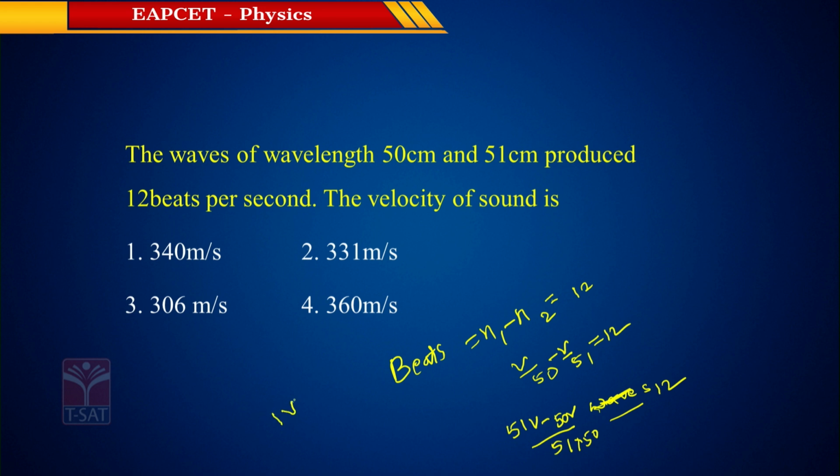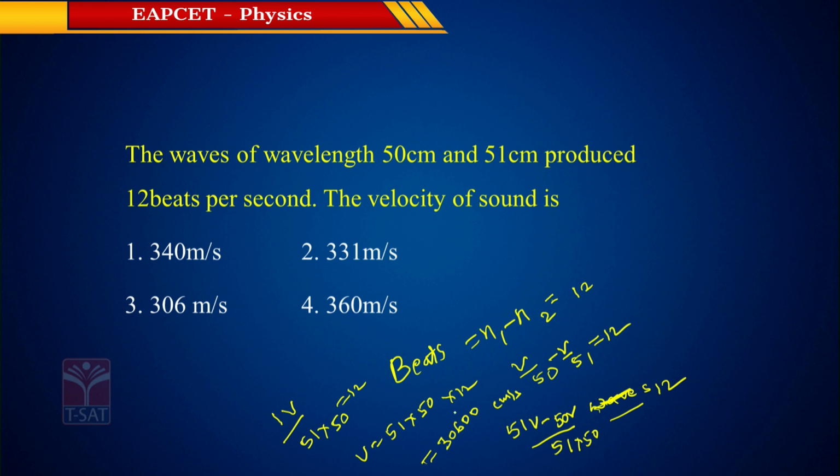1V by 51 into 50 is equal to 12. Therefore, V is equal to 51 into 50 into 12. Okay. Here you calculate how much? This value 306.30600. Here that value is centimeter per second.